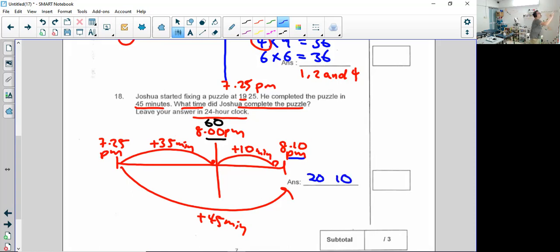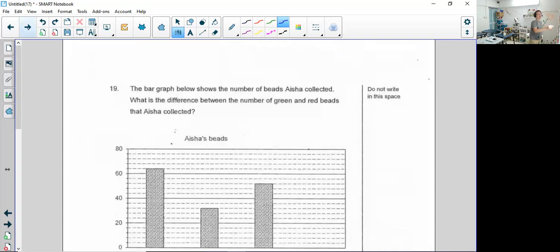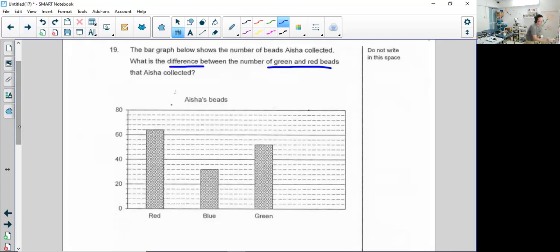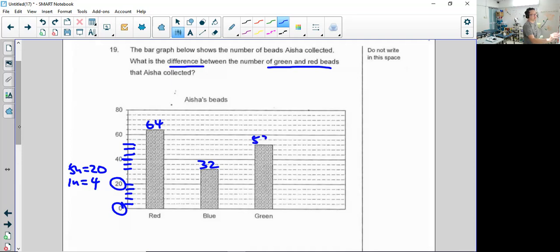All right, let's go to question 19 and bar graph again. What's the difference between the green and the red beads that Aisha collected? So again, you have to count the gaps before you can put the numbers on the bars. So there are 5 gaps of 5 units, which is 20 minus 0, you get 20 again. So 1 gap is 4. Okay, then red will be 64. Blue will be, you can work backwards, 40, 36, 32. So working backwards, you will get 32. And then green will be 40, 44, 48, and 52, right? 52. So your green is 52.